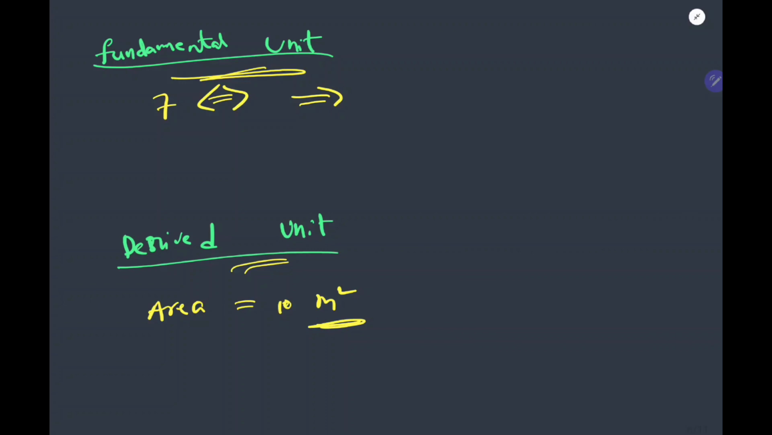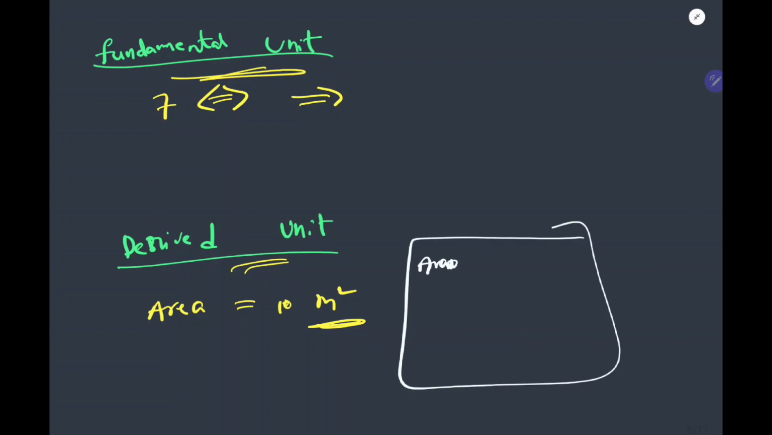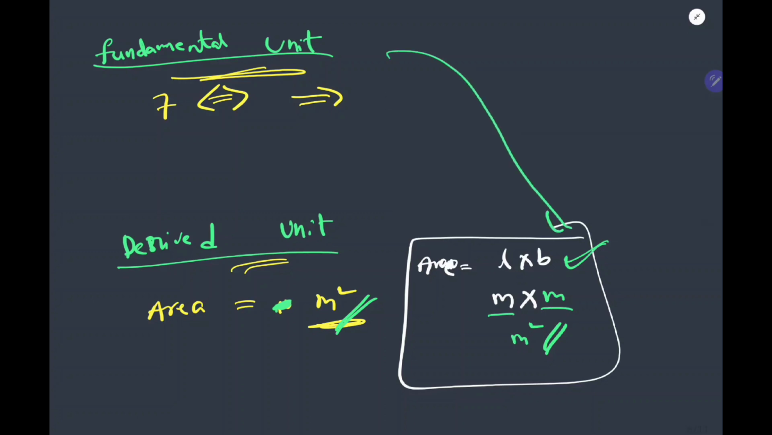There is a concept of using these fundamental units. The area formula is L into B for any rectangle. L is the length, measured in meters. At the same time breadth is also measured in meters. So meter into meter gives meter square. This is how the area measurement, meter square, is derived from the fundamental units meter and meter. So these fundamental units help to produce derived units for area.